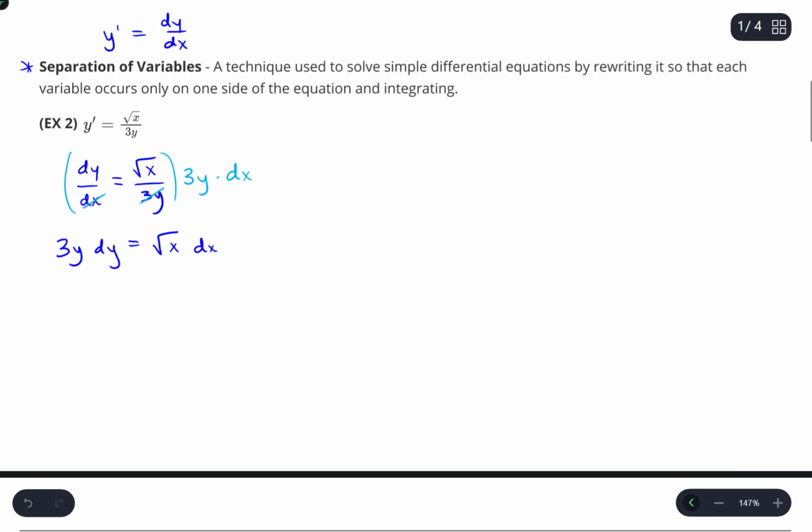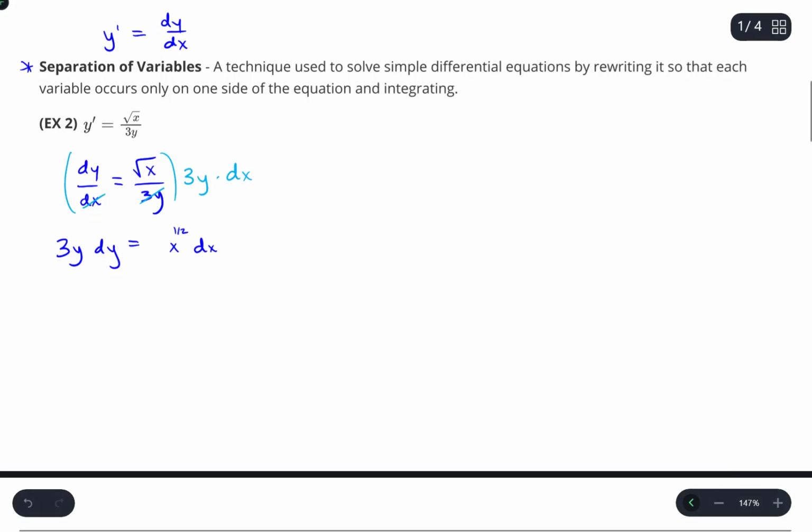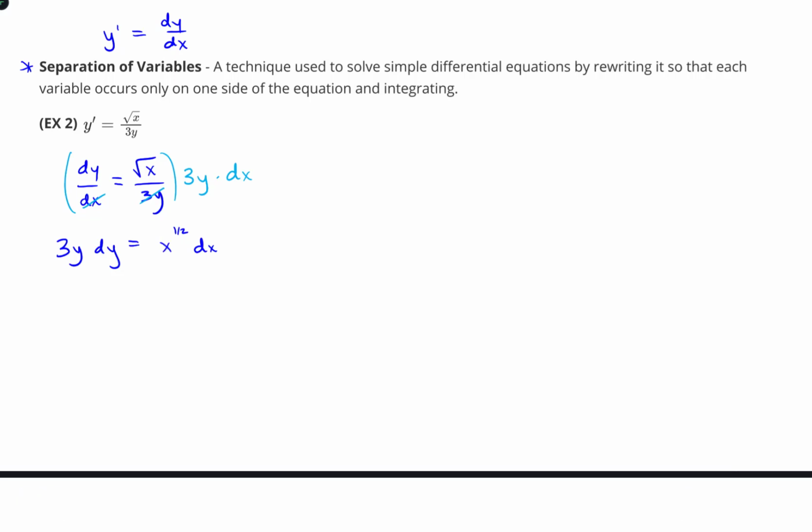There would be some additional advantage in rewriting this as x to the 1/2 power instead of writing it as the square root of x, because eventually we're going to do some integration work and it's going to be easier to have that written in terms of the power rule. But ultimately, once you have your variables separated, then it's time to do some integration.